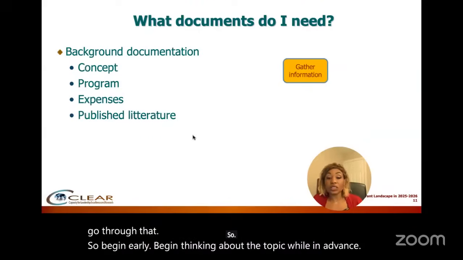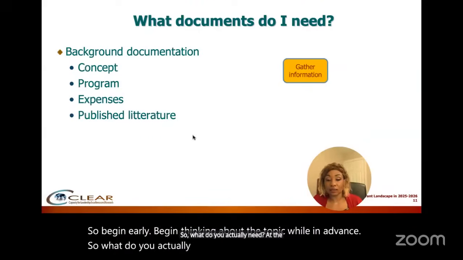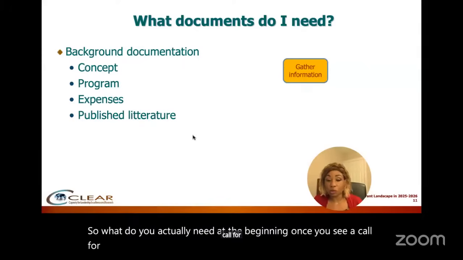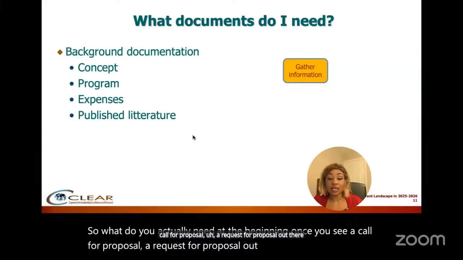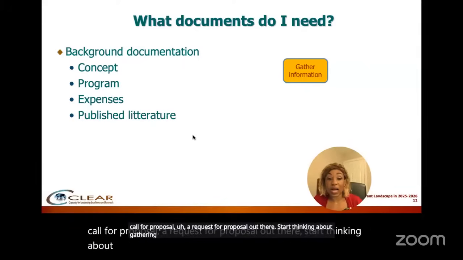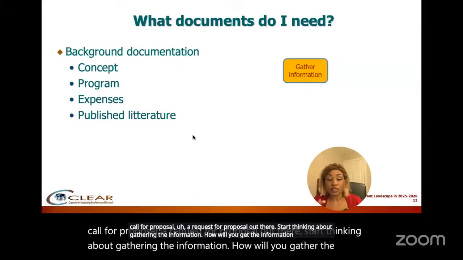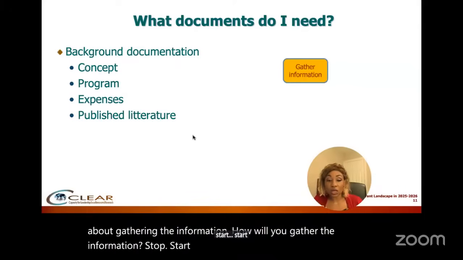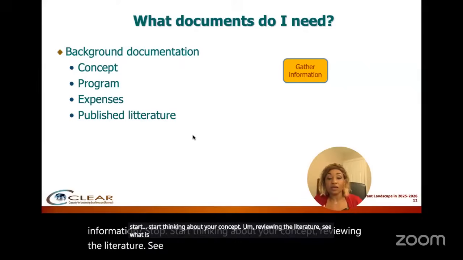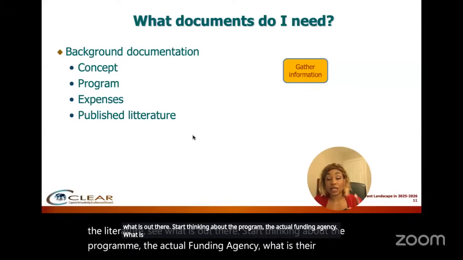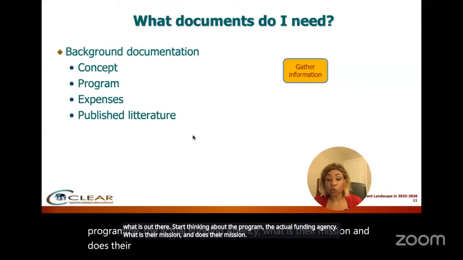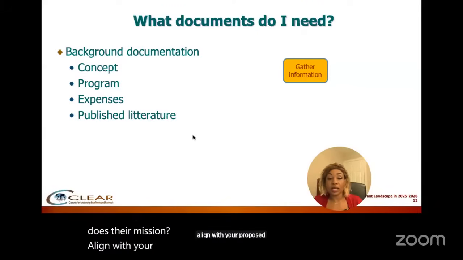So what do you actually need at the beginning? Once you see a call for proposal, a request for proposal out there, start thinking about gathering the information. How will you gather the information? Start thinking about your concept, reviewing the literature, see what is out there. Start thinking about the program, the actual funding agency. What is their mission? And does their mission align with your proposed idea?